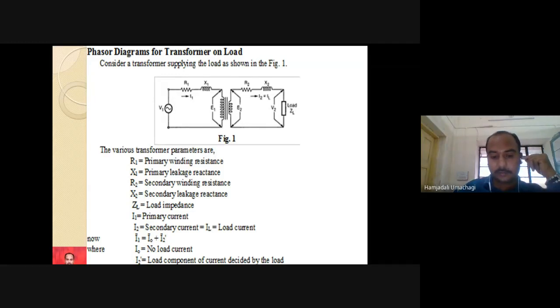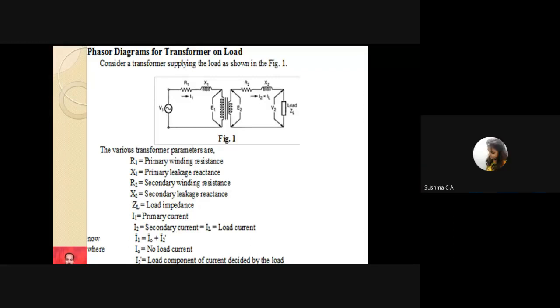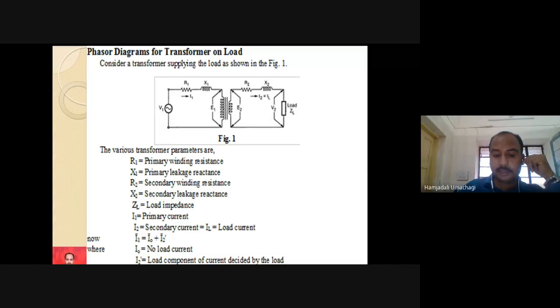What is this K? What is the value of K? K is nothing but what? Can anybody tell, what is this K? Any one of you, turn on your mic and answer the question. Have you studied transformers or not? Have you come across the term K?